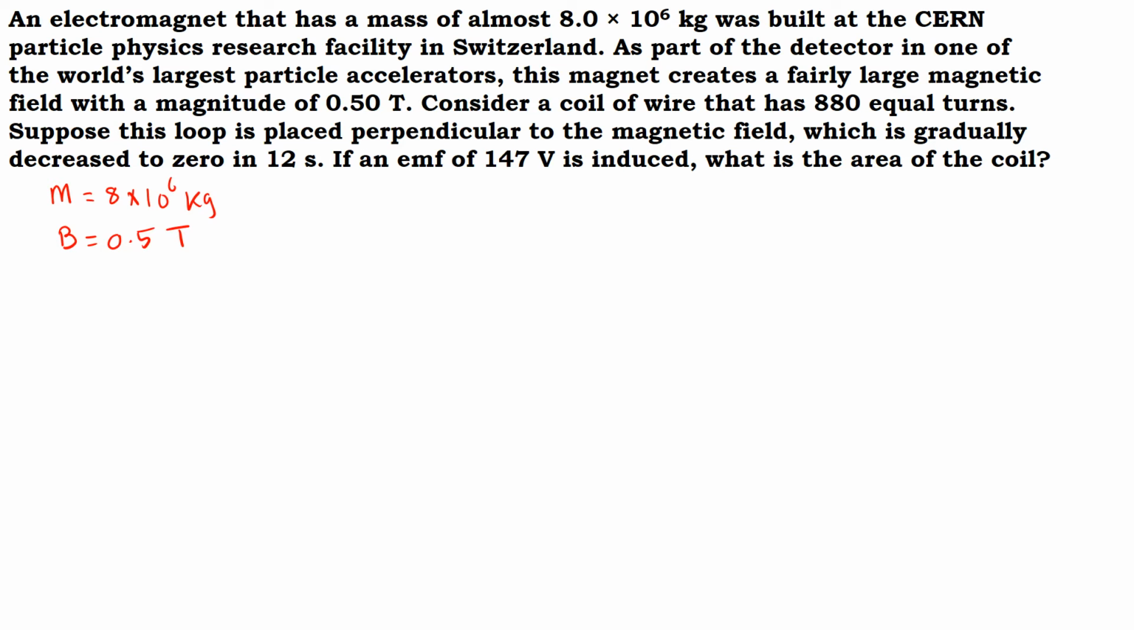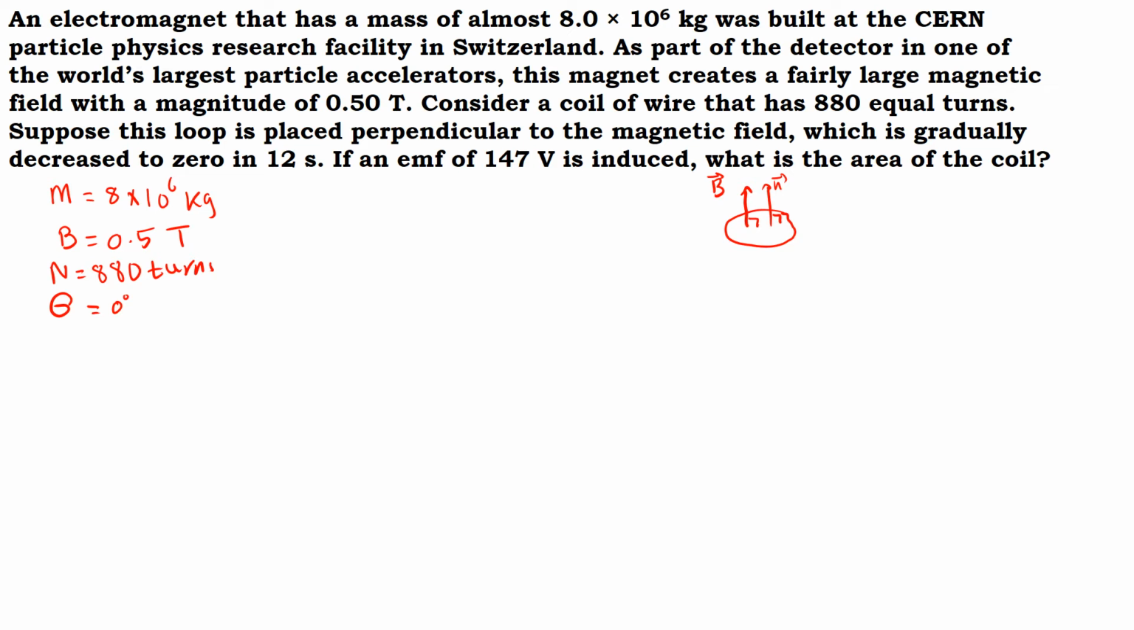Consider a coil of wire that has 880 equal turns. So the number of turns in the wire is 880 turns. Suppose this loop is placed perpendicular to a magnetic field. So if this is the loop, the magnetic field is perpendicular to the loop. And we know that the normal line to the loop is also perpendicular to the loop. So the angle between the magnetic field and the normal is 0 because they are parallel to each other. So theta equals 0 degrees.